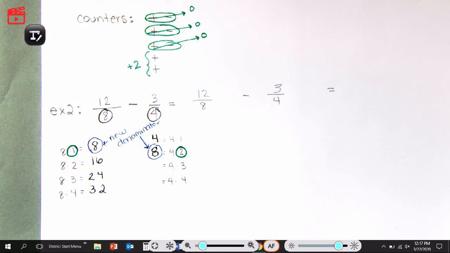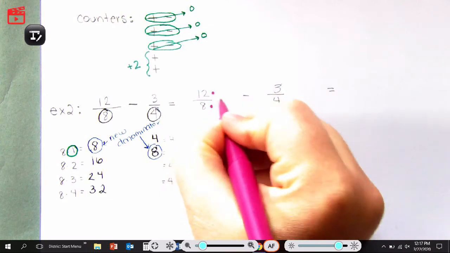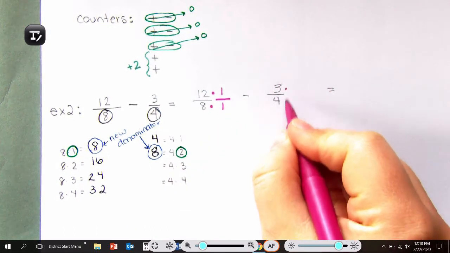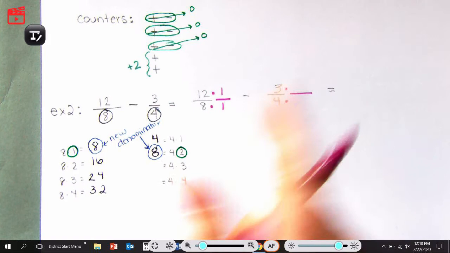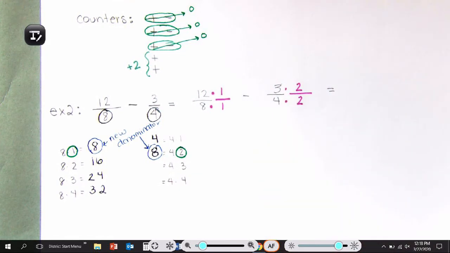So step number 4 says multiply each fraction. So I'm going to multiply this fraction right here. I'm going to multiply top and bottom. You have to do the same thing on the top and the bottom. What is my multiplier? My multiplier is 1. So I'm multiplying top and bottom by 1. And again, here, what is my multiplier? My multiplier is 2. I'm going to multiply top and bottom by 2. All right.